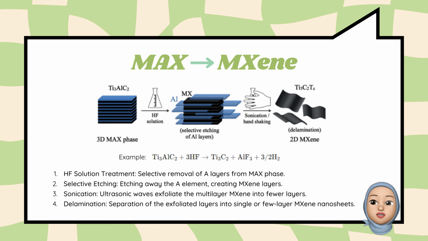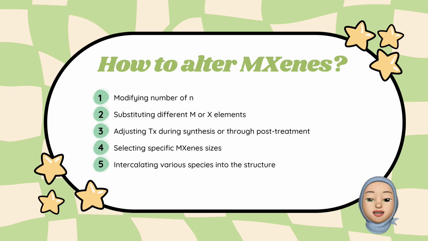Next, sonication involves using ultrasonic waves to agitate the solution containing etched MXenes and break the van der Waals forces that hold the layers together. This process helps to exfoliate the multi-layered MXenes into few-layer or even monolayer sheets. Delamination is the final step where the few-layer or monolayer MXene sheets are separated. This step often involves the addition of intercalants such as DMSO to help further separate the layers by intercalating between them.